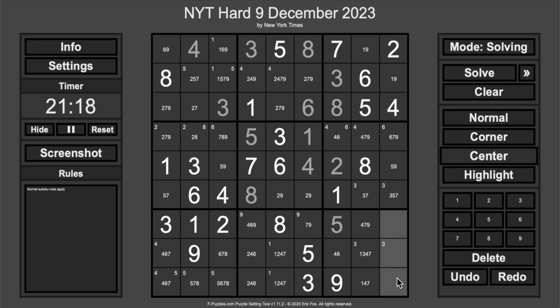Okay, these cells are not 2, 4, 5, 9. They are 1, 3, 6, 7, 8. Well, this sees 1, 3, and 8. This one doesn't see a thing. That one just gets rid of 3, I think.